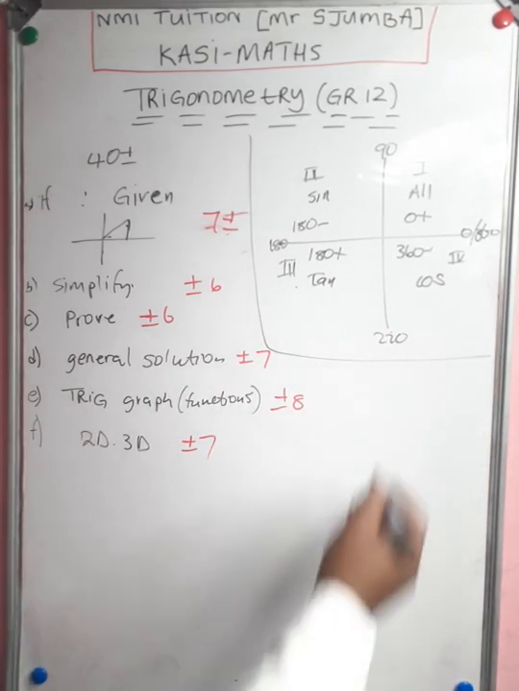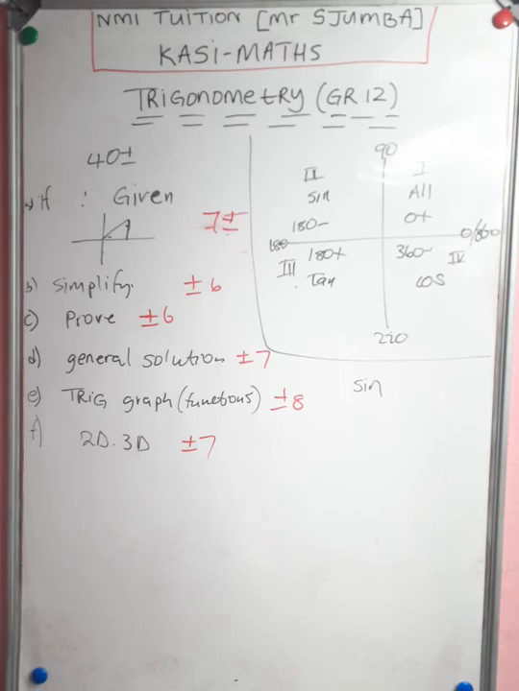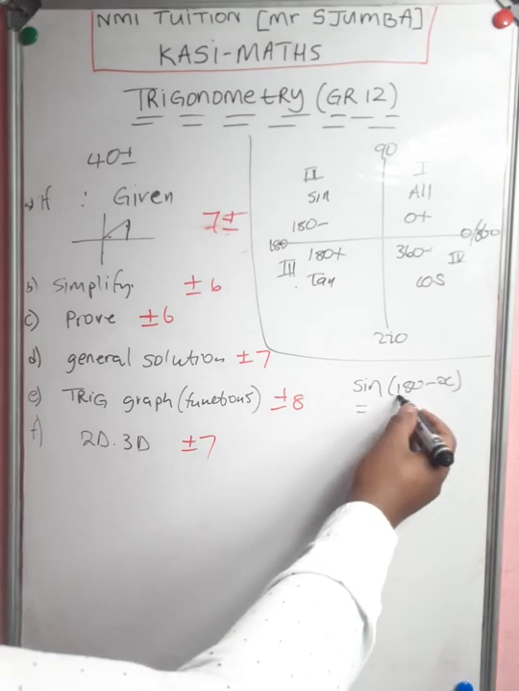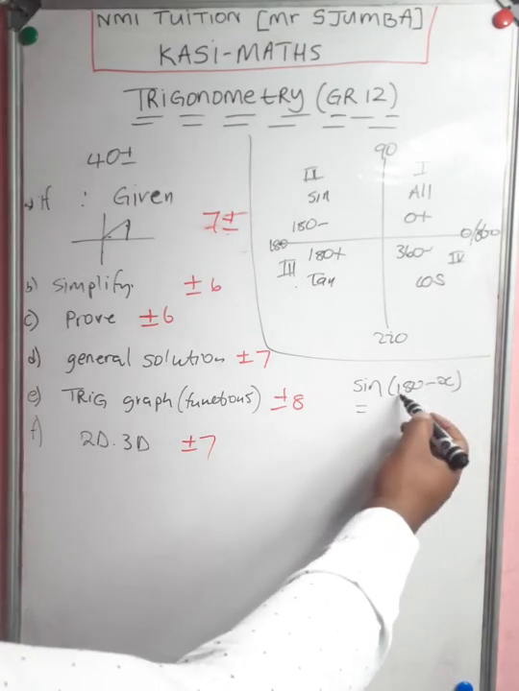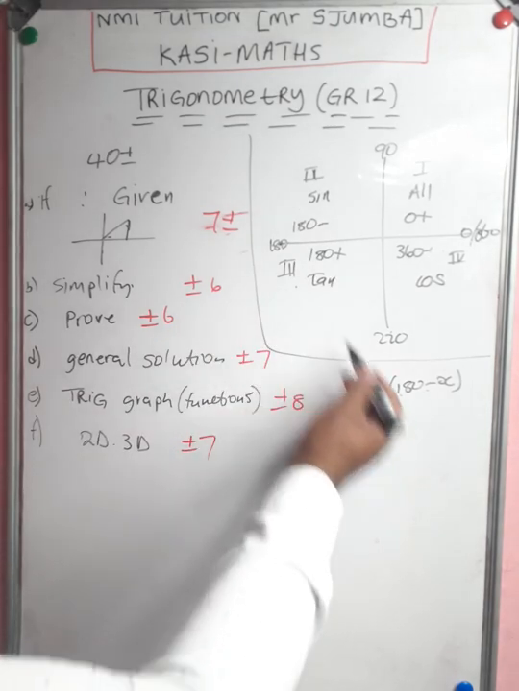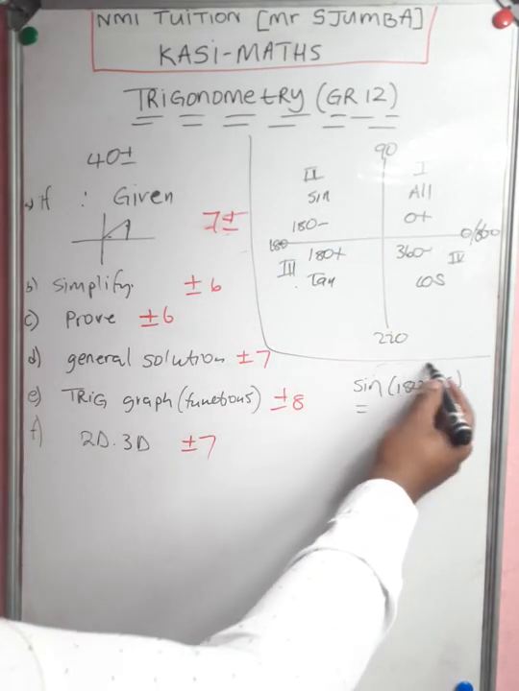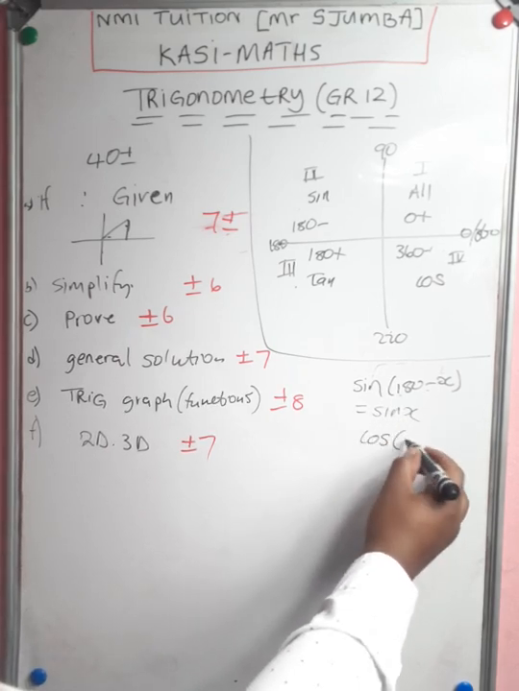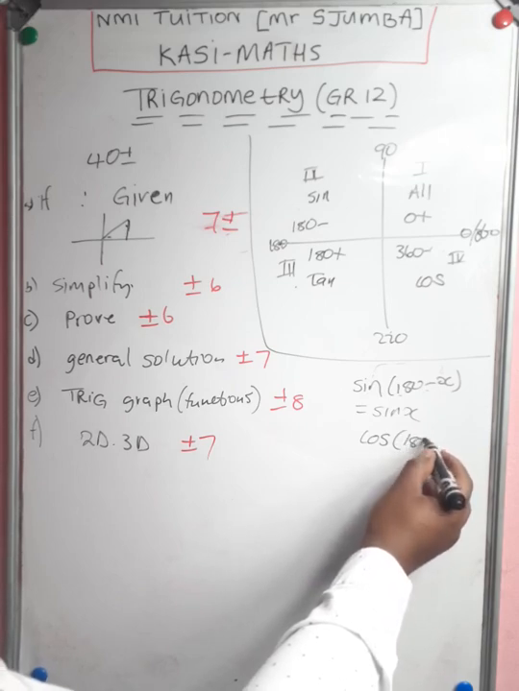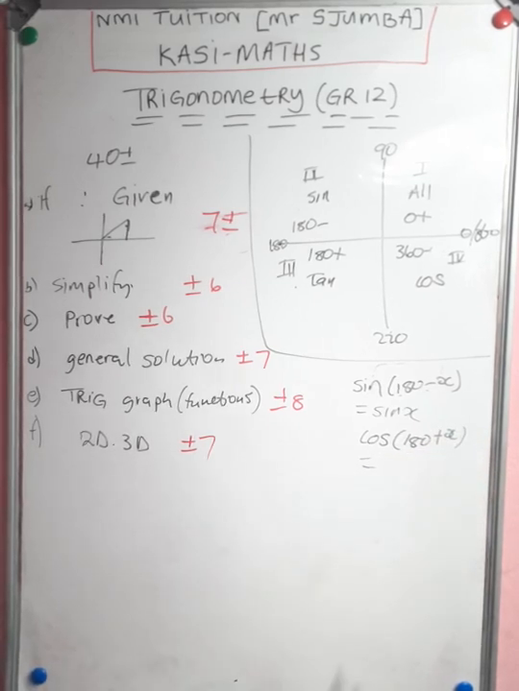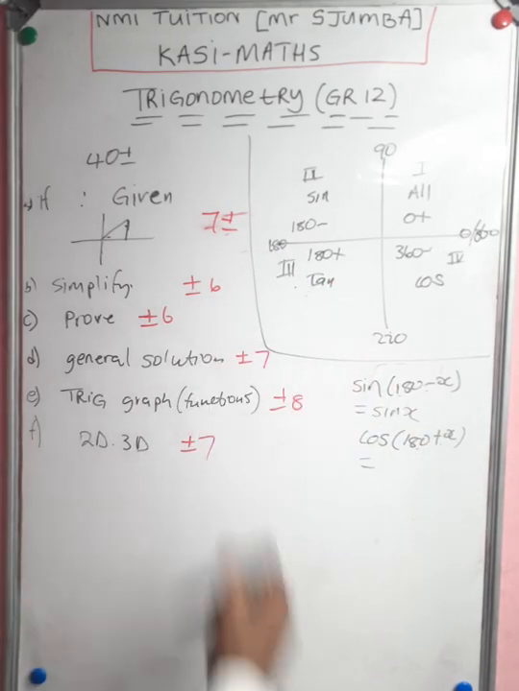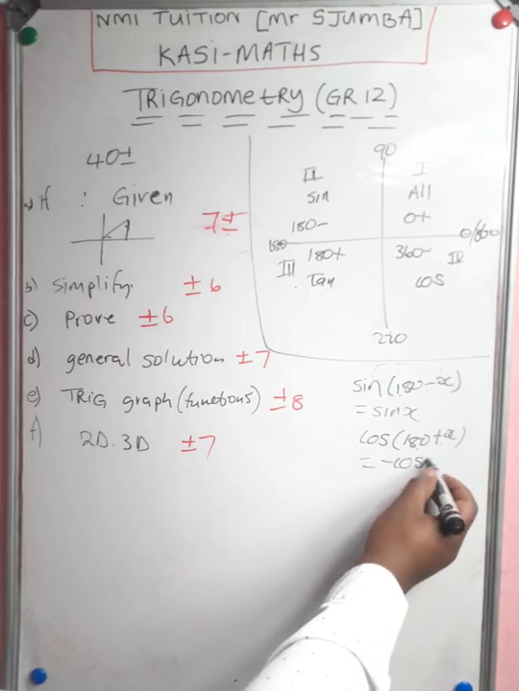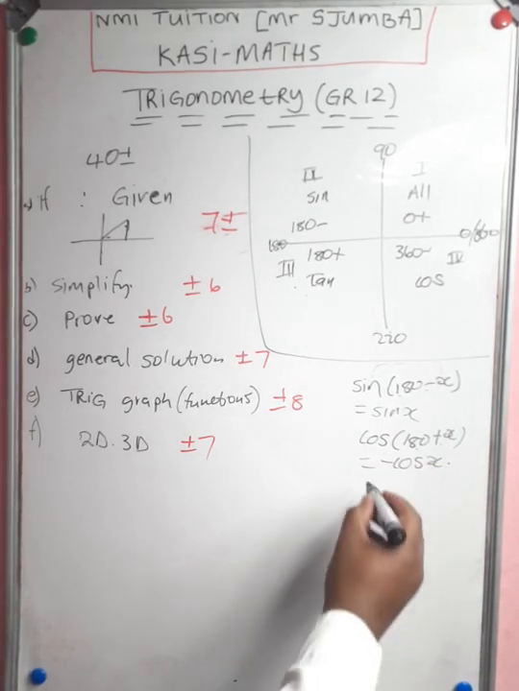What does it work on? Let's say you are given sine (180 minus x). 180 minus is quadrant 2. Sine is positive, so we just take the sine and the angle, so it will be sine x. Now checking cos (180 plus x). 180 plus is quadrant 3. Cos is negative, since only tan is positive, so it will be negative cos x.